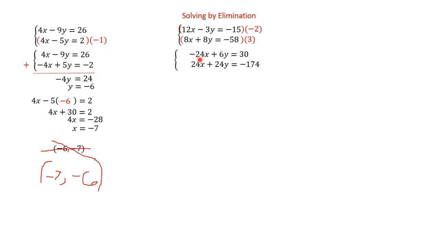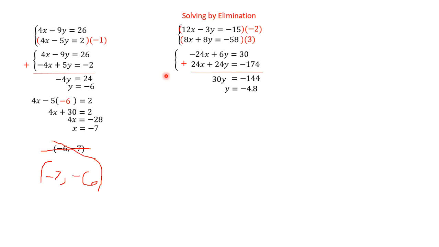Now we have the same number, but one's positive, one's negative. We can add these together. When we do, the x's go away by design. The y is 6y plus 24y is 30y. That equals 30 minus 174 is -144. Divide both sides by 30, and y equals -4.8.